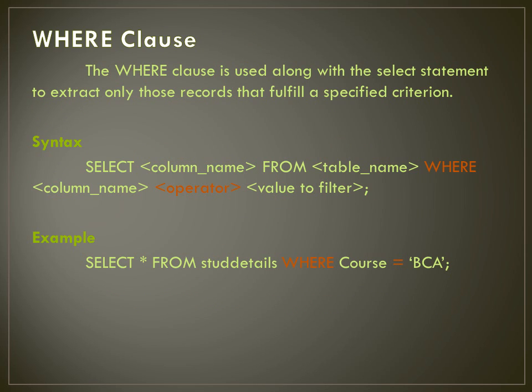Where clause. Where clause is used along with the select statement to extract only the records that fulfill a specific criteria. Syntax for this is select column name from table name, where column name some operator value to filter. Example, select star from student details, where course is equal to BCA. This query will return the records of the students who have chosen the course BCA from the table student details.